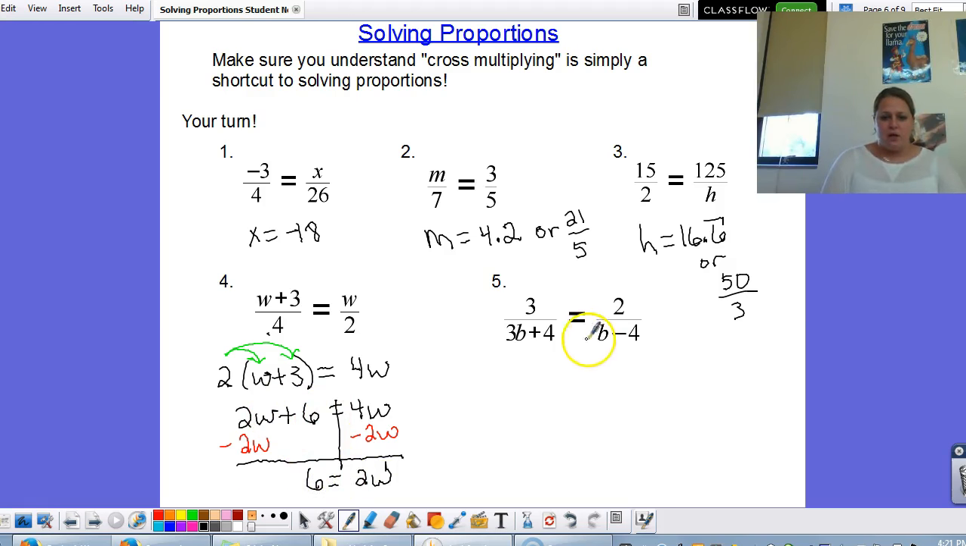Okay, so I'm here. 6 equals 2w. We're home free. I'm kind of running out of room, so divide by 2. Divide by 2. w's 3.